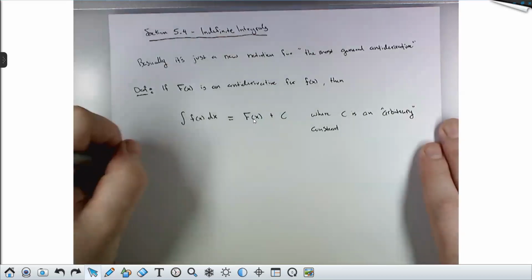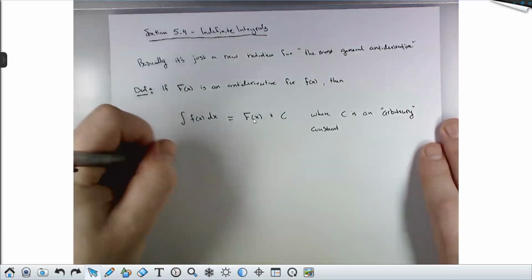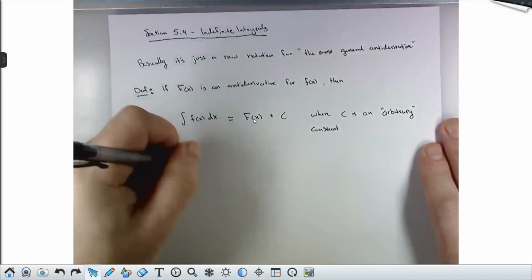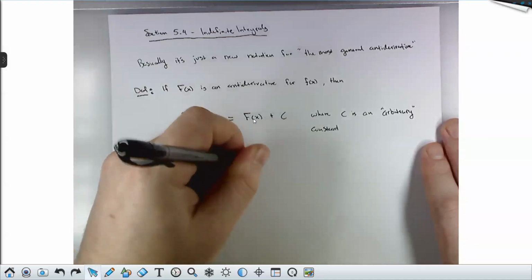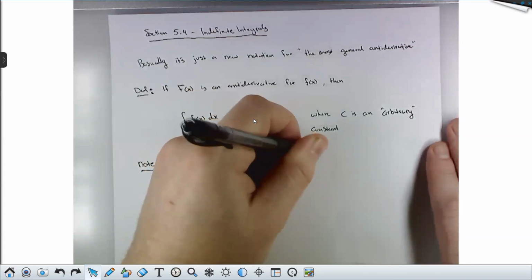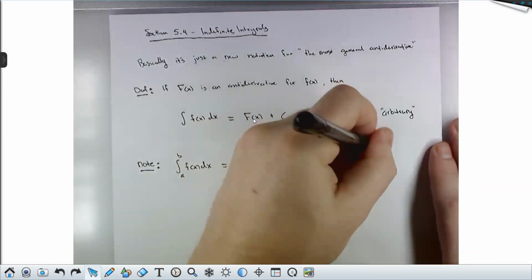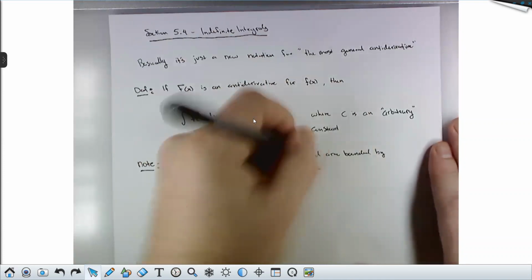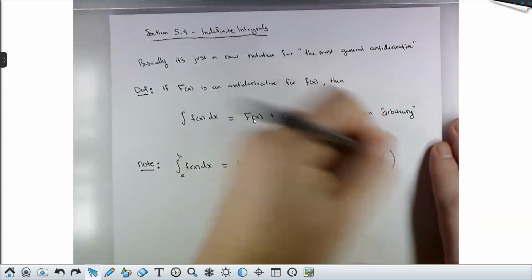So a quick note. Integral a to b of f of x dx, this is a number, right? It's the signed area bounded by f of x from x equals a to x equals b. That's the object we've been playing with.